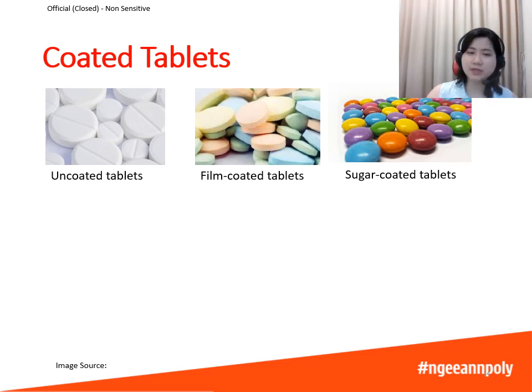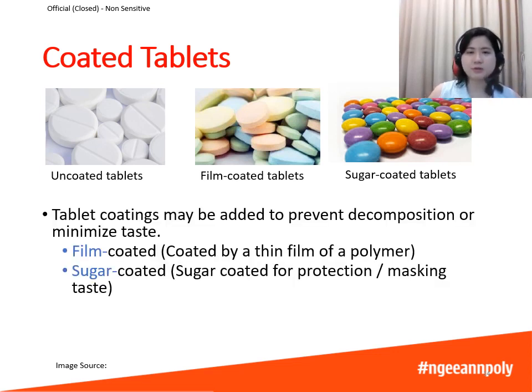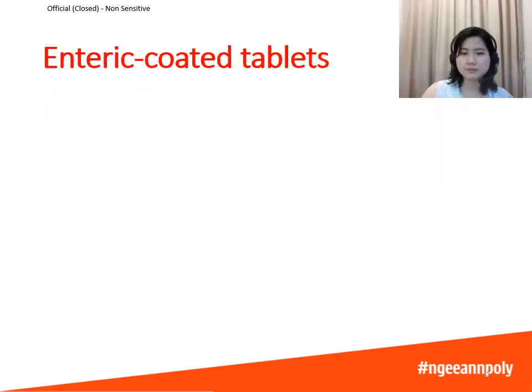Tablets can be coated or uncoated. Tablet coatings may be added to prevent decomposition or minimize taste. Film-coated tablets are coated by a thin film of polymer. This film is usually colored. Sugar-coated tablets are not so common nowadays, but we still do see them sometimes.